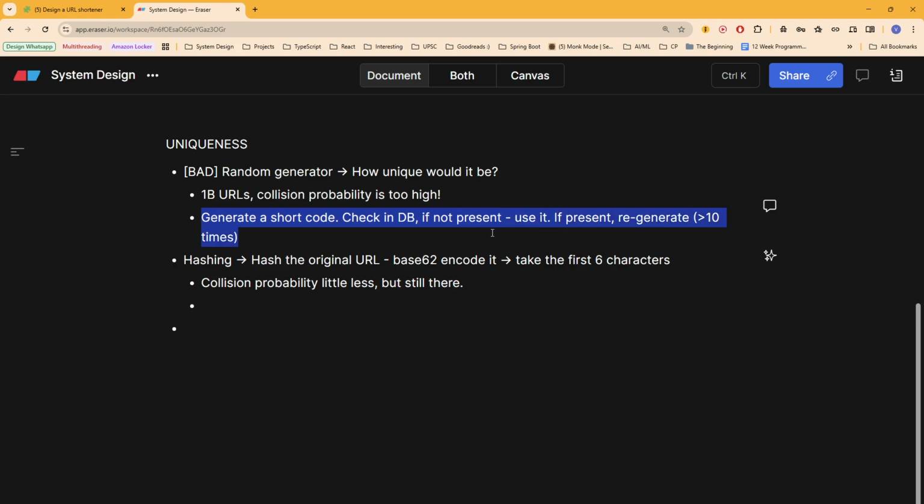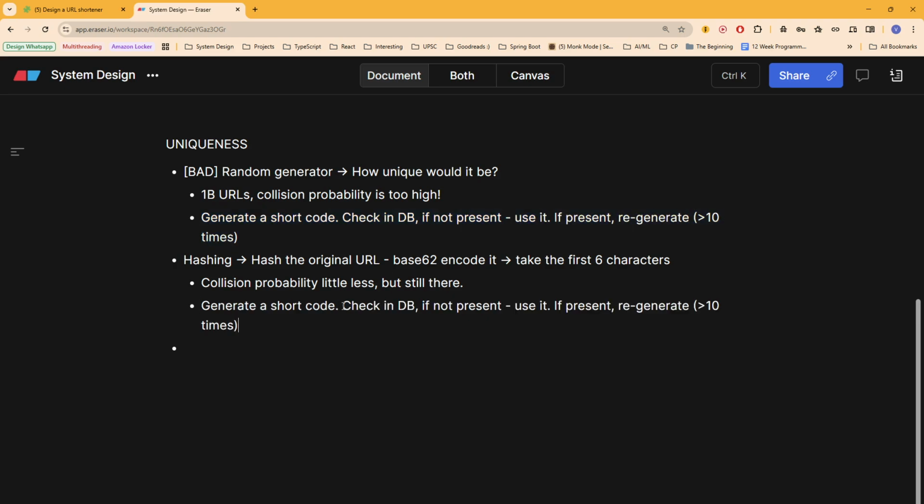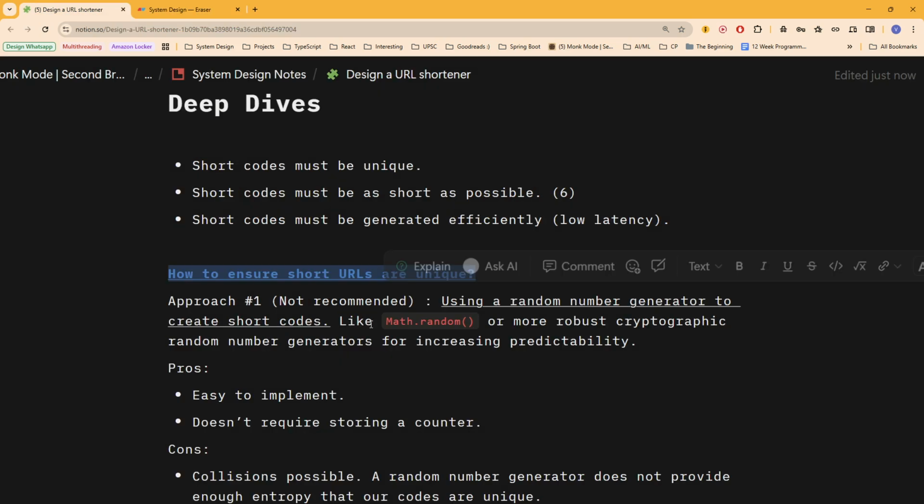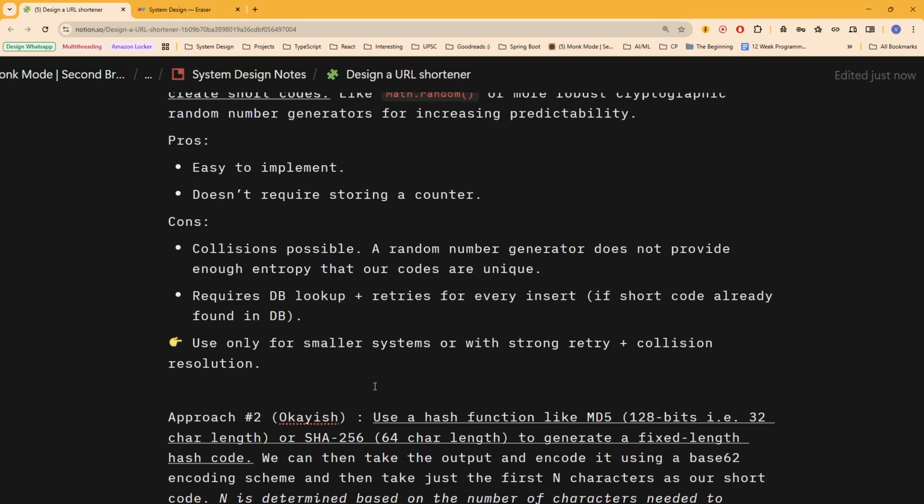If it is not present, only then you can use it. If it's present, you will have to reuse. Here also you will have to regenerate it. So here also you have to employ or deploy that retry mechanism. Okay, what is the third approach to solve this problem?